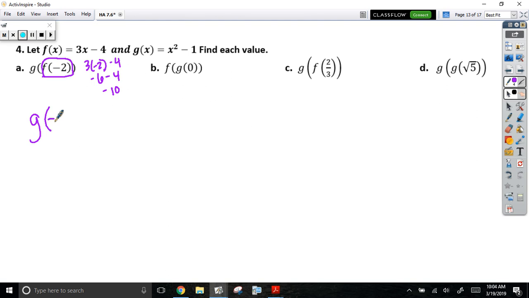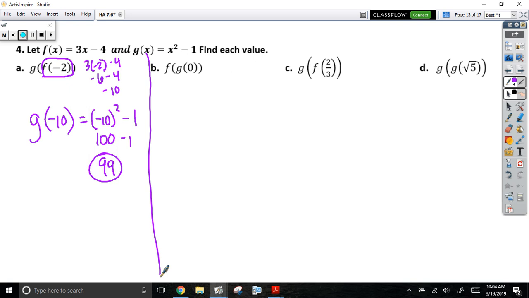So that's now g of negative 10. What will I get when I plug negative 10 in for g of x? Savannah? 99. Negative 10 squared minus 1. 99. Try the next one.